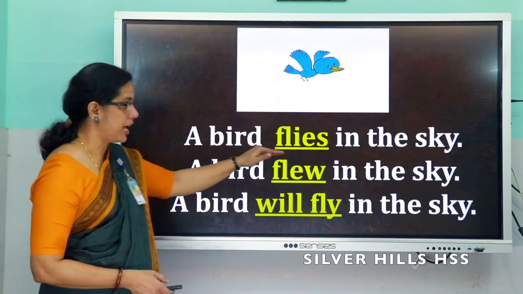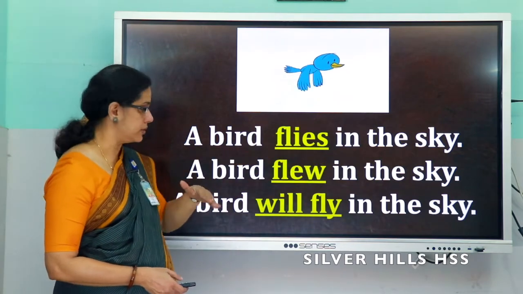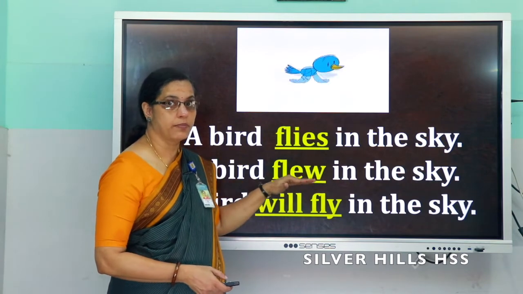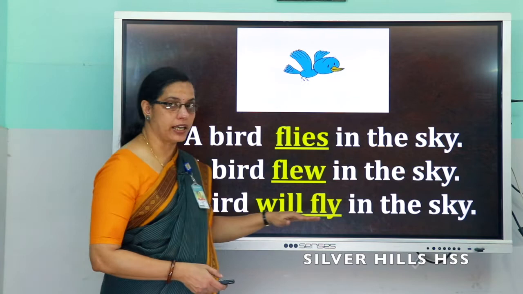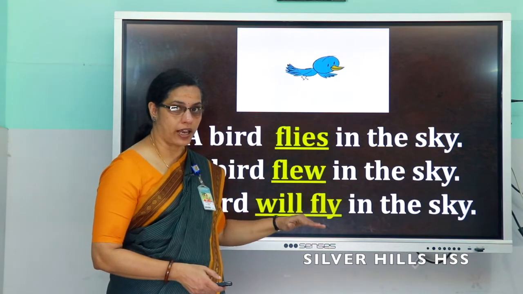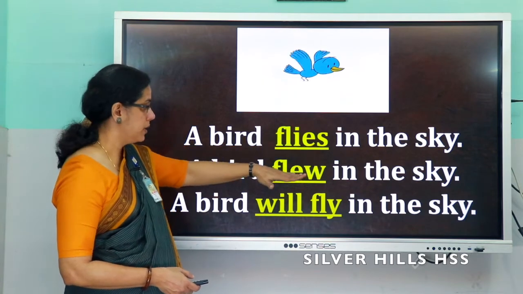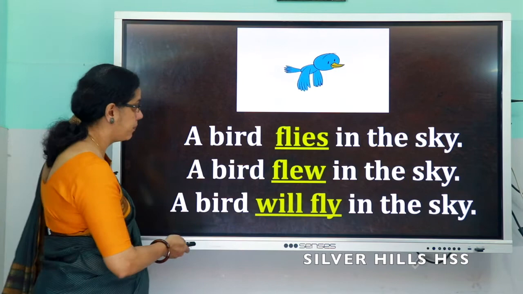A bird flies in the sky. Flies, present tense. A bird flew in the sky, that is past tense, flew. A bird will fly in the sky. Will fly, that is future tense. So, present tense flies, past tense flew, future tense will fly.